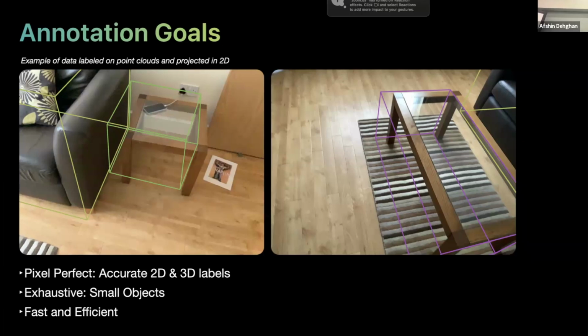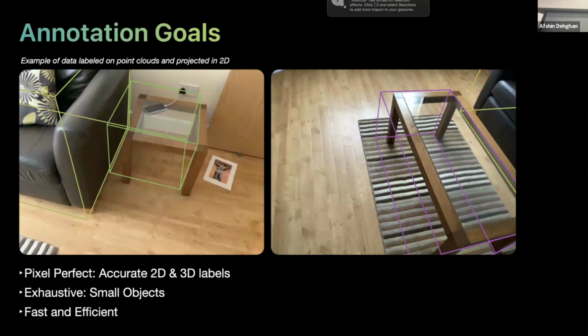For example, here you can see some examples of the labels that were done on point clouds and then back-projected into RGB. And you can see that they're not that accurate when you look at it from the RGB point of view. And if you really want to empower RGB to do 3D detection for you, then this is not really going to work.